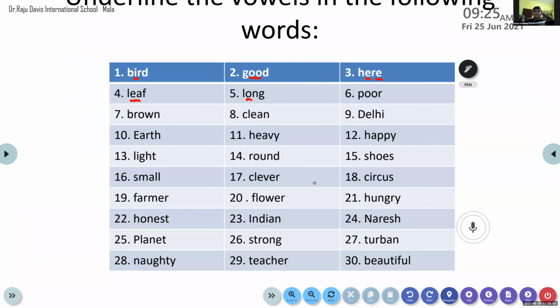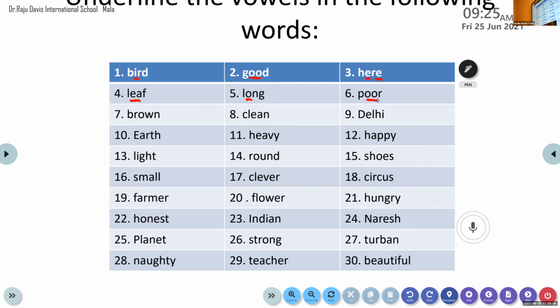Okay, Devash, come on, Devash. Come on, read the next word, the 6th word. Poor. Yes. So, O. Oh, how many O's are there? 2. Very good. Are you doing it in your workbook? Yes. All of you? Yes.